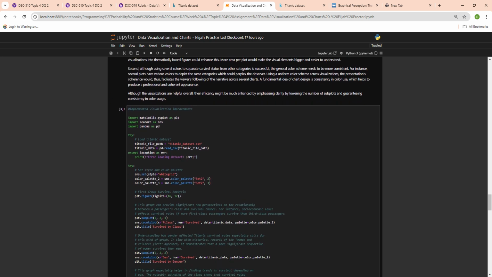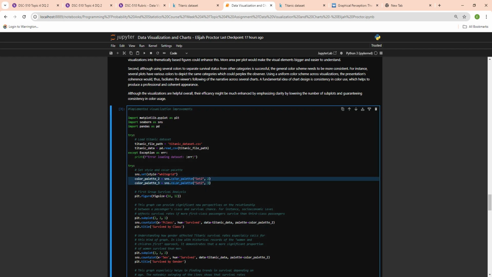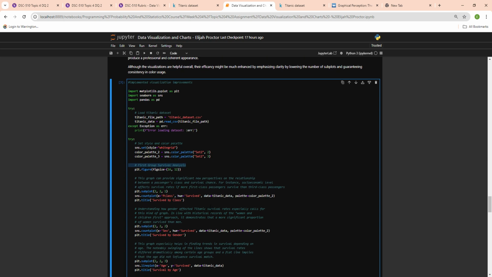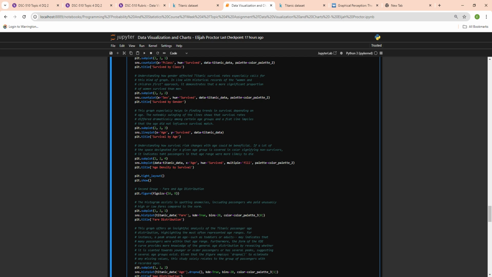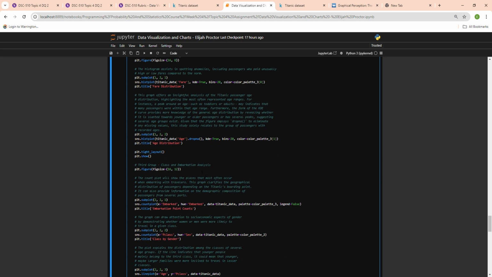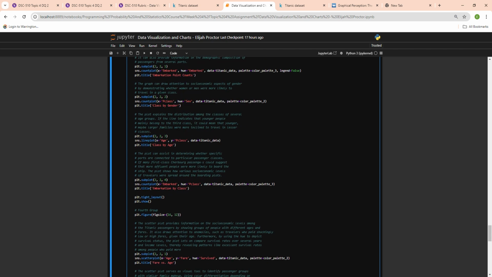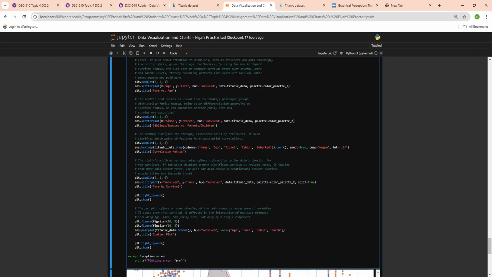And so what I did was I implemented that through the code. The first thing I did was add color palettes, so that we have a consistent color theme throughout all the plots. And then I split these subplots into different groups. Our first one is for the survival analysis group. Our second group is for the fare, or the ticket price, and the age distribution. Our third group is for class and embarkation analysis. And then our final group is for the rest of the plots.